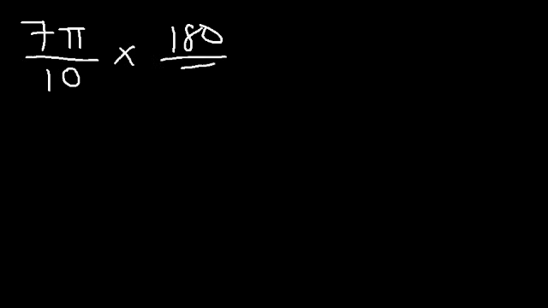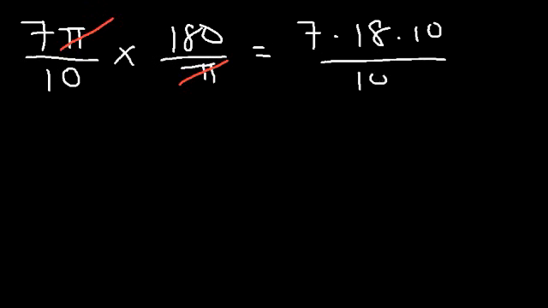Try this one. Find a reference angle of 7 pi divided by 10. So let's multiply it by 180 divided by pi. So 180 is 18 times 10, and we can cancel the tens. So then this is just 7 times 18, which is about 126 degrees. So that's the angle in degrees, and that angle is in quadrant 2, which is between 90 and 180.